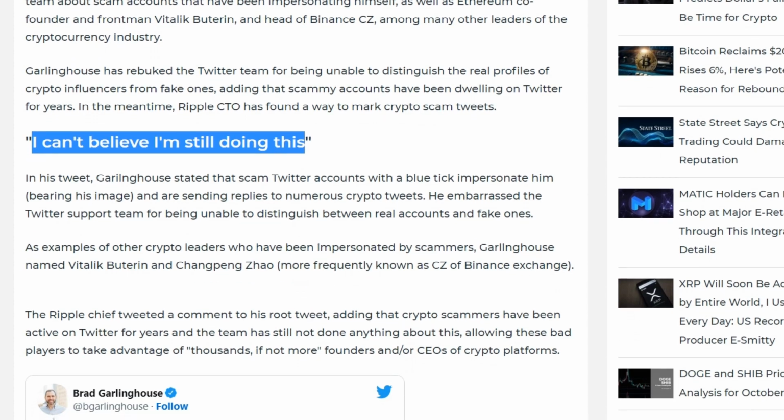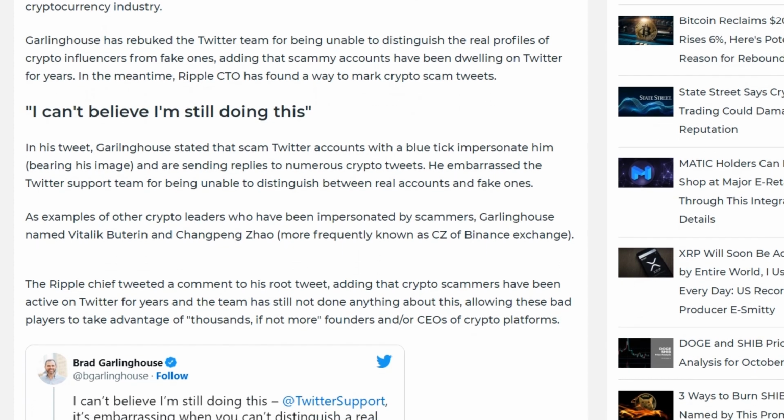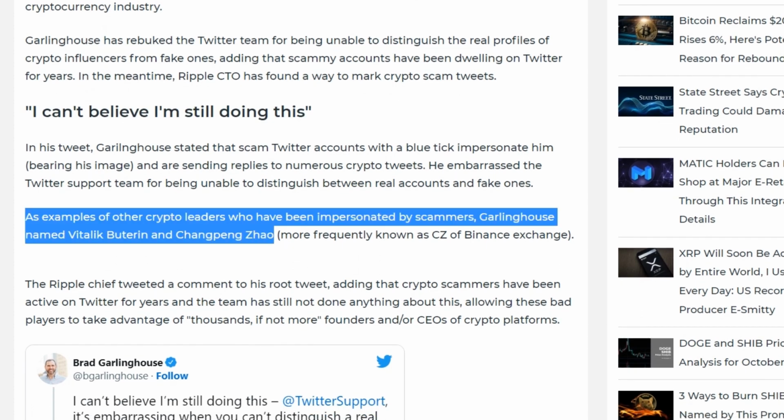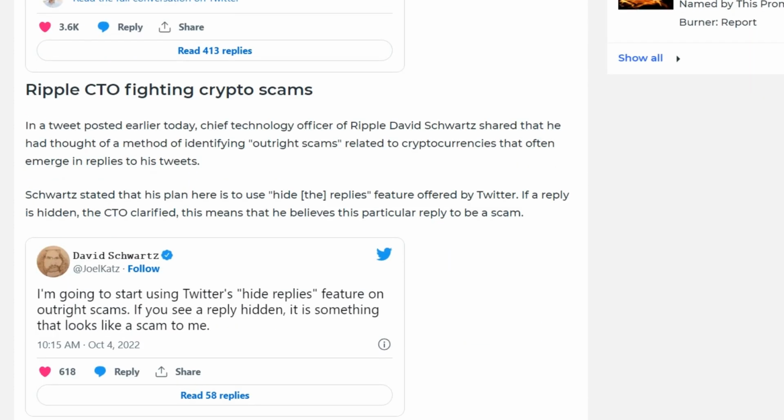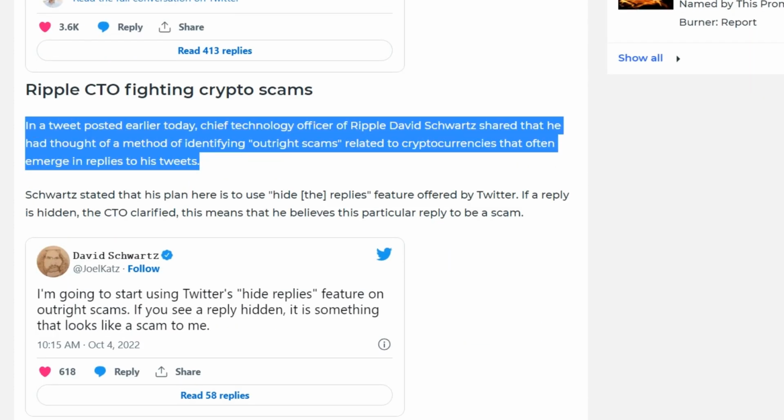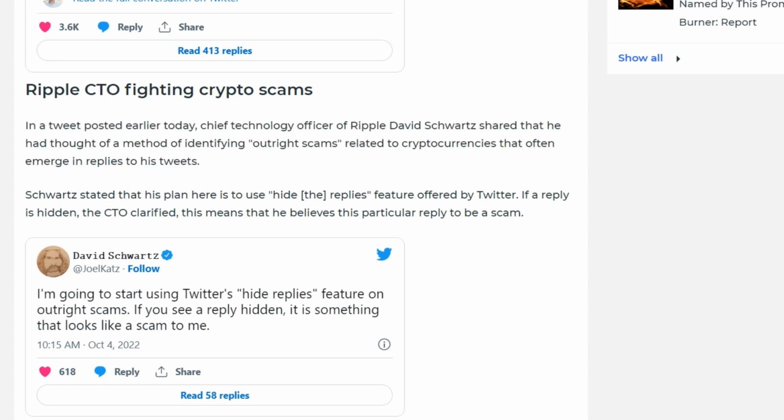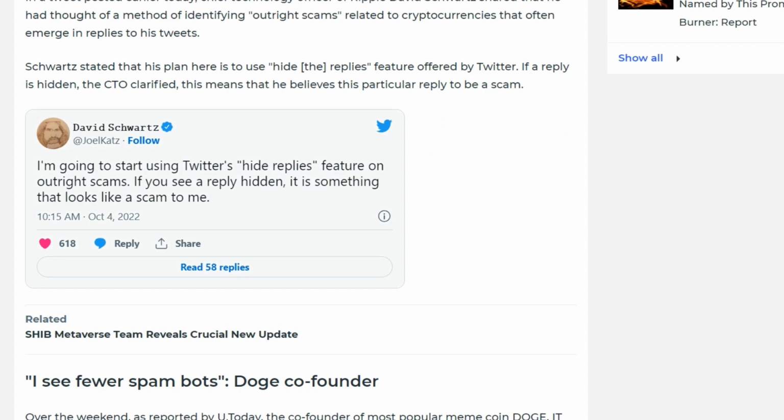He added that there are many verified fraudulent accounts on Twitter. These fraudulent accounts use the names of Garlinghouse, Vitalik Buterin, co-founder of Ethereum, and Changpeng Zhao, CEO of Binance, to write fraudulent cryptocurrency tweets. The CEO of Ripple is still waiting for some action, while a huge number of fraudulent accounts are using the platform. He also shared the email he received from Twitter.